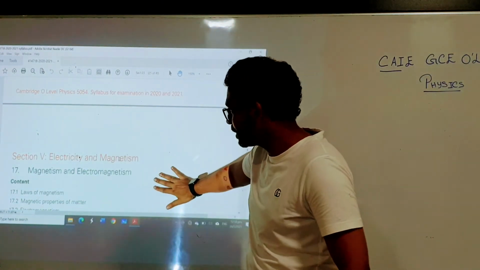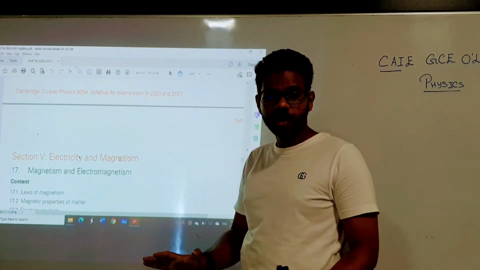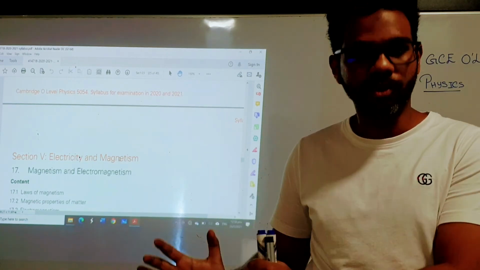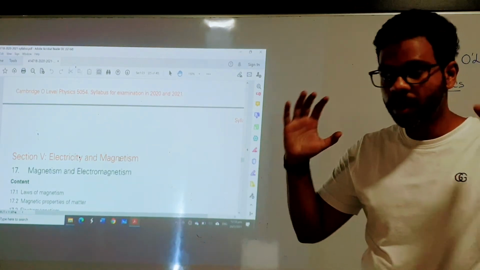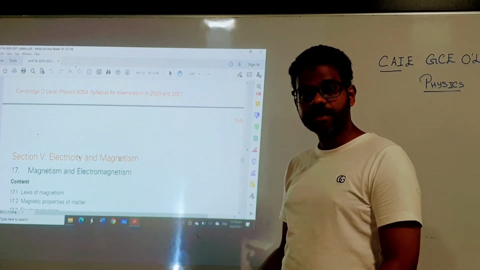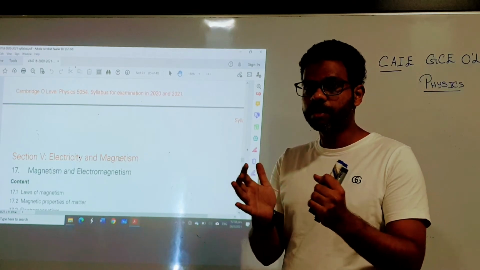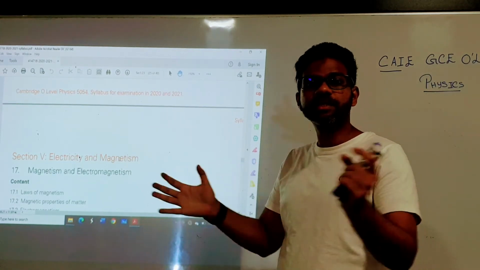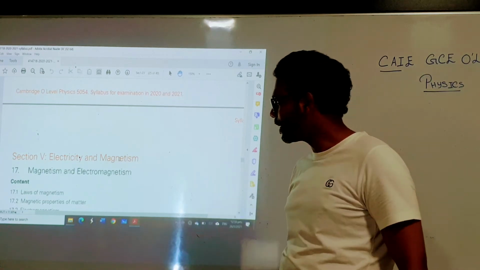So electricity and magnetism is, I wouldn't say the most difficult part, but one of the most important parts of the syllabus, which you have to give more time, requires a lot of understanding, requires a lot of practice, and in your question paper has the maximum value of marks. You will see a lot of marks coming from these two chapters combined, electricity and magnetism.